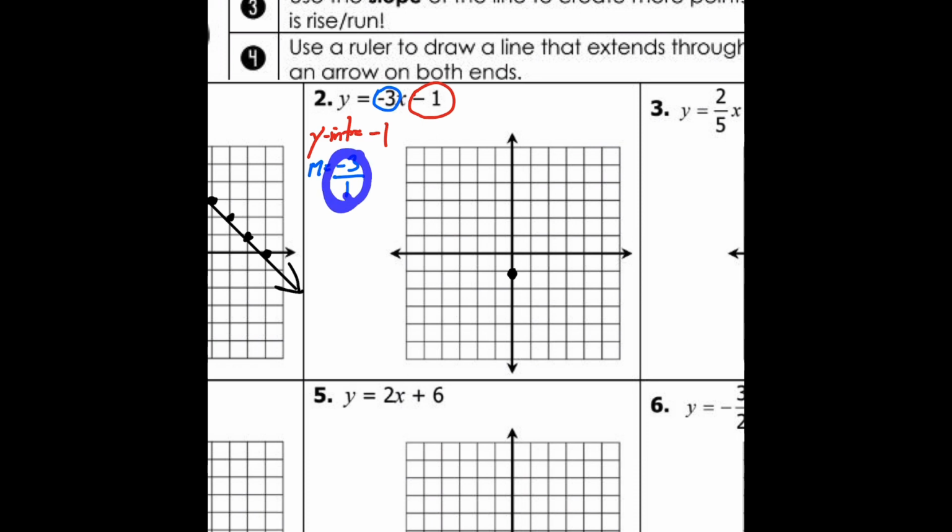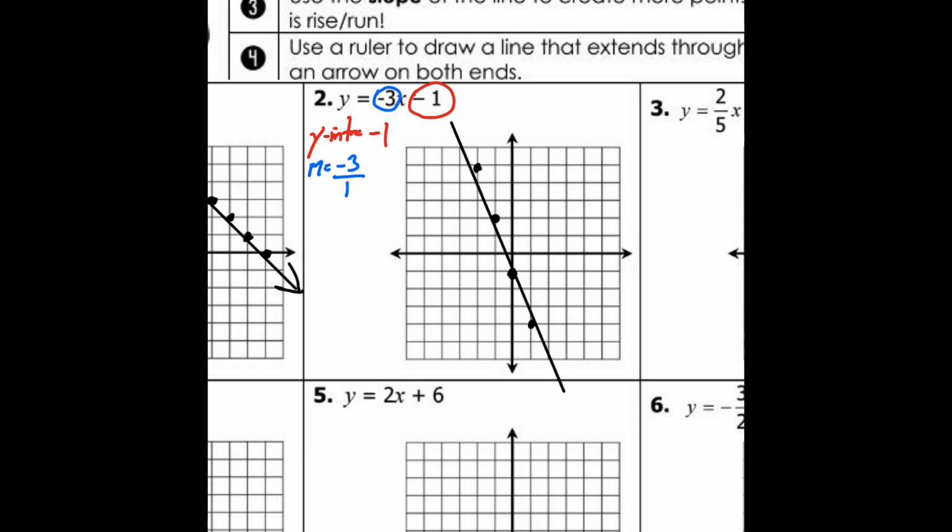I have a negative slope, so my line should be going in this general direction. It can be going slightly in that general direction, or really steep, but it should be going from left to right, downhill. So if I go down 3, 1, 2, 3, I have to go 1 to the right to get a line that's going downhill. I can go up 3, 1, 2, 3, and 1 to the left. And again, I can do that again, 1, 2, 3, and up 1 to the left, and then draw my line.